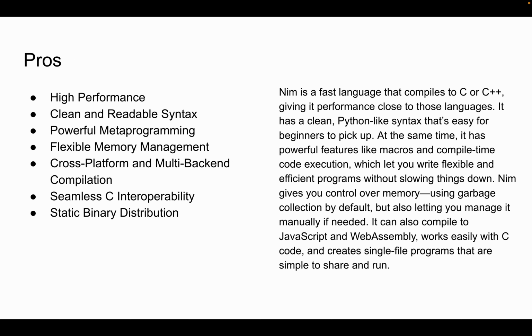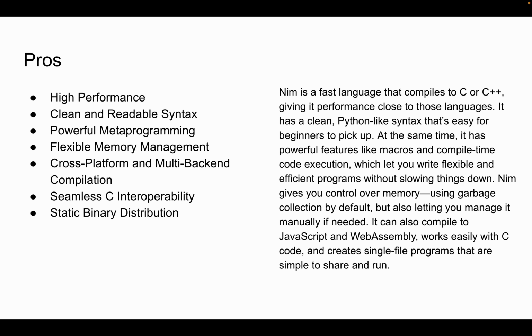Nim is a language that offers many pros and cons. It's a fast language that compiles to C or C++, with performance close to those languages, and a clean, easy, beginner-friendly syntax similar to Python. At the same time, it has powerful features like macros and compile-time code execution, which let you write flexible and efficient programs without slowing things down.